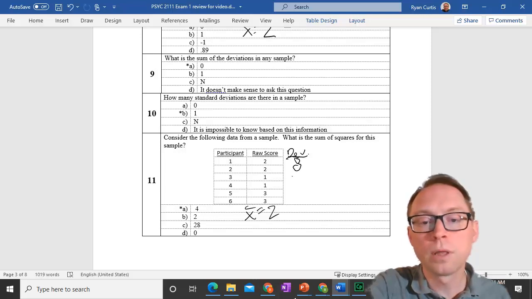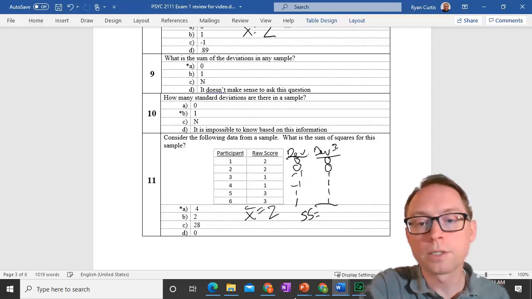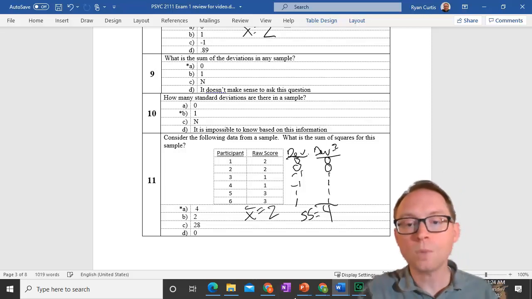1 minus 2 is negative 1. 1 minus 2 is negative 1. 3 minus 2 is 1. 3 minus 2 is 1. We're going to square each of those. Deviations squared: 0 squared is 0, 0 squared is 0, negative 1 squared is 1, negative 1 squared is 1, 1 squared is 1, and 1 squared is 1. So the sum of squares is going to be adding all those deviations squared up, and that's going to be 4. 0 plus 0 plus 1 plus 1 plus 1 plus 1 is 4.